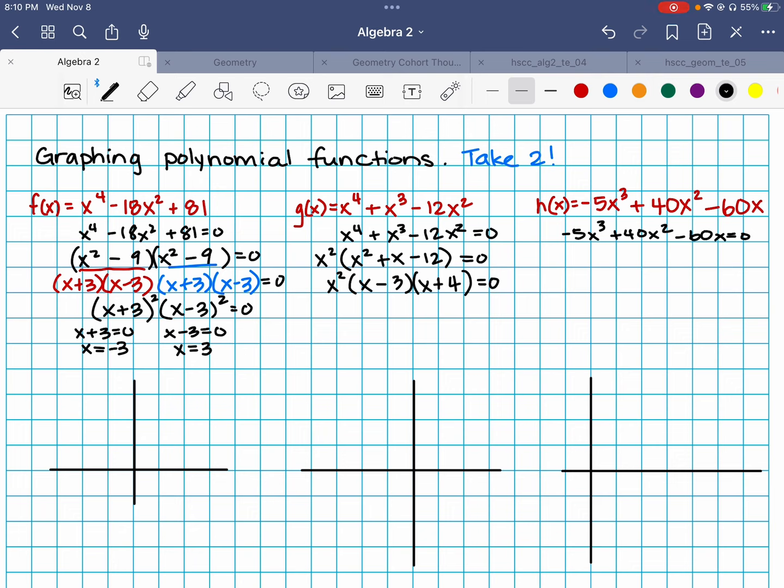All right, now we're going to set the factors equal to 0. Now, technically, I don't like using the word technically, but x squared equals 0, you can do that.